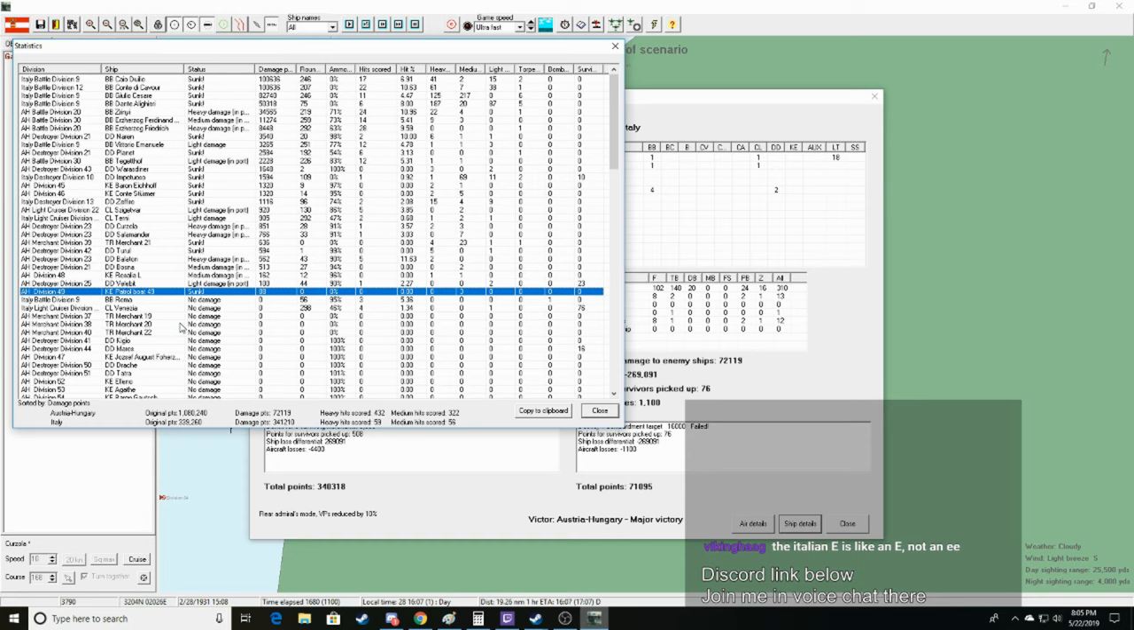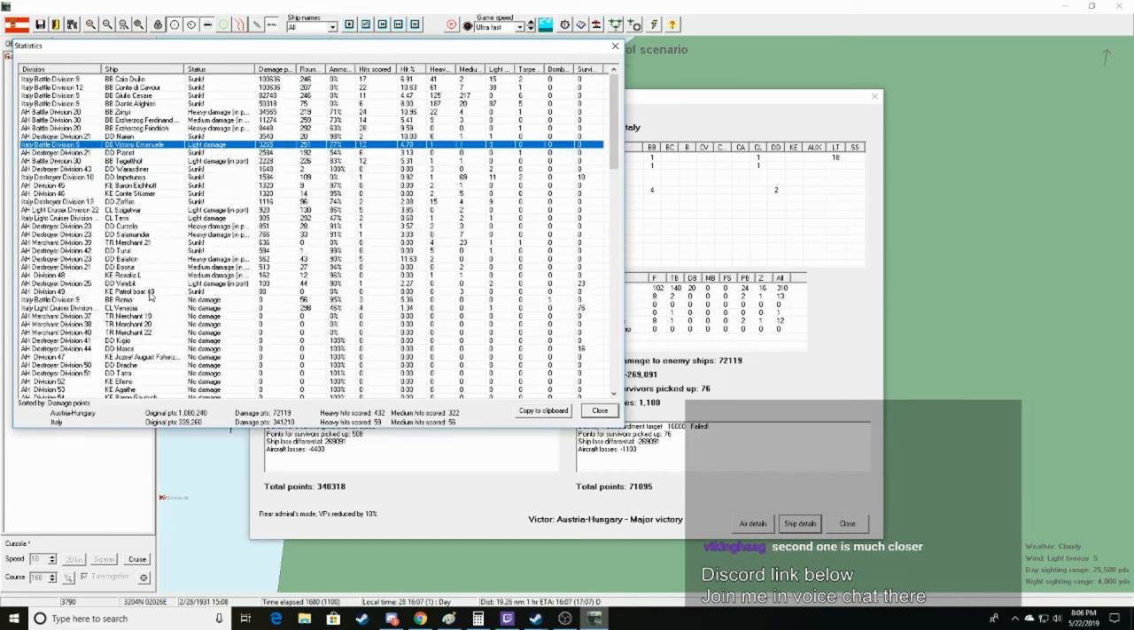Italian E is like an E, not an EE. Is it Cesare or Cesare? Or am I still getting that wrong? Or like a capital E, not an E? I don't know, I'm confused.